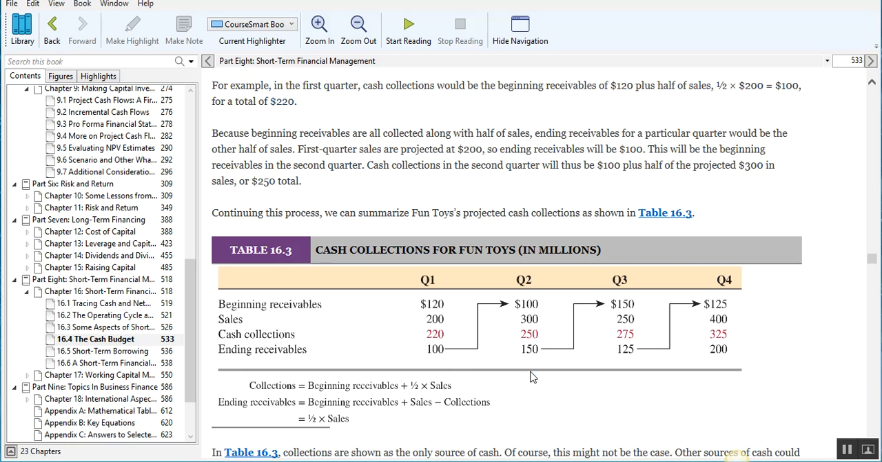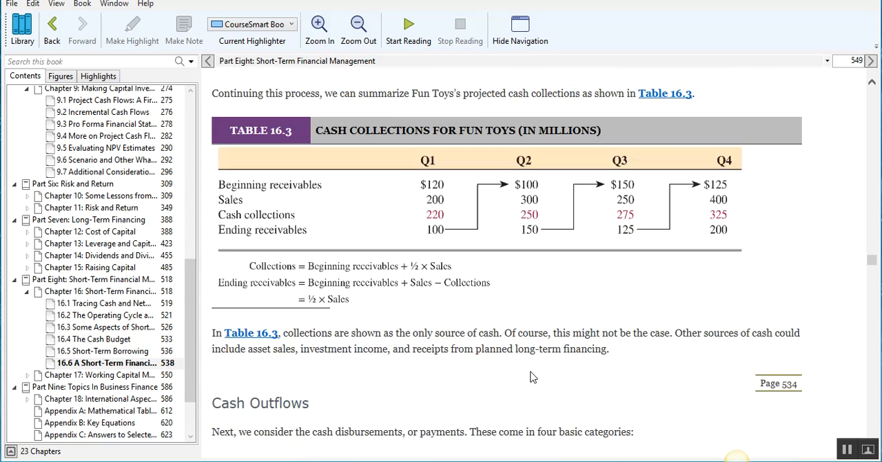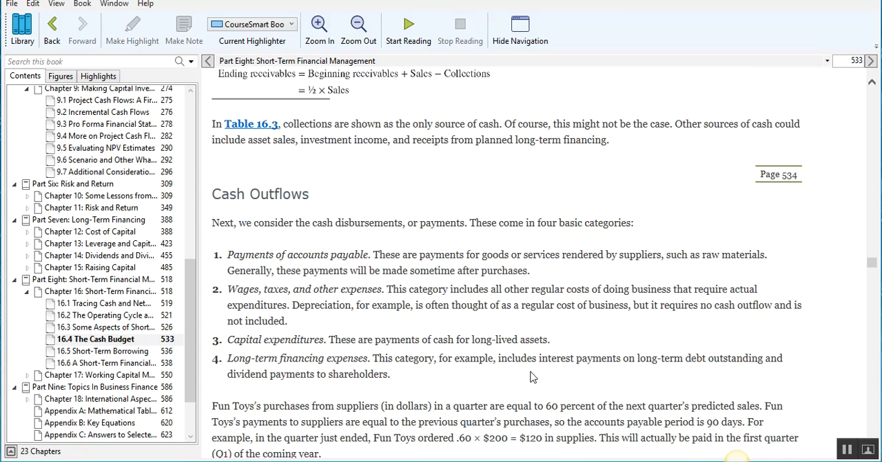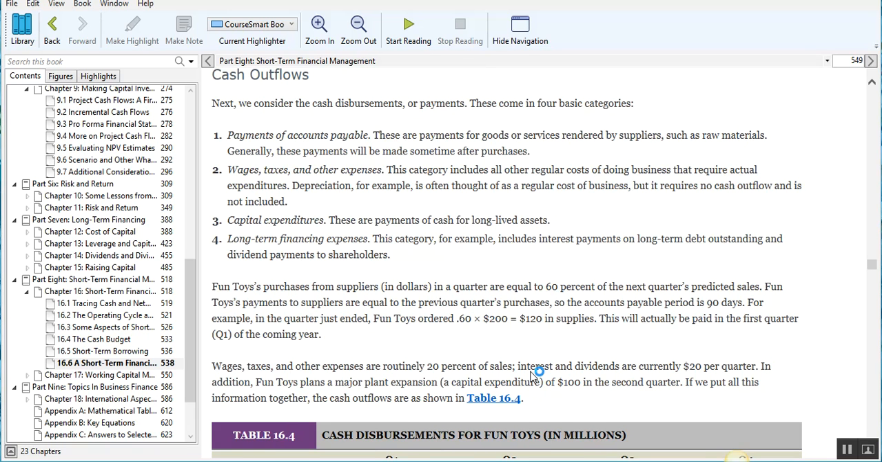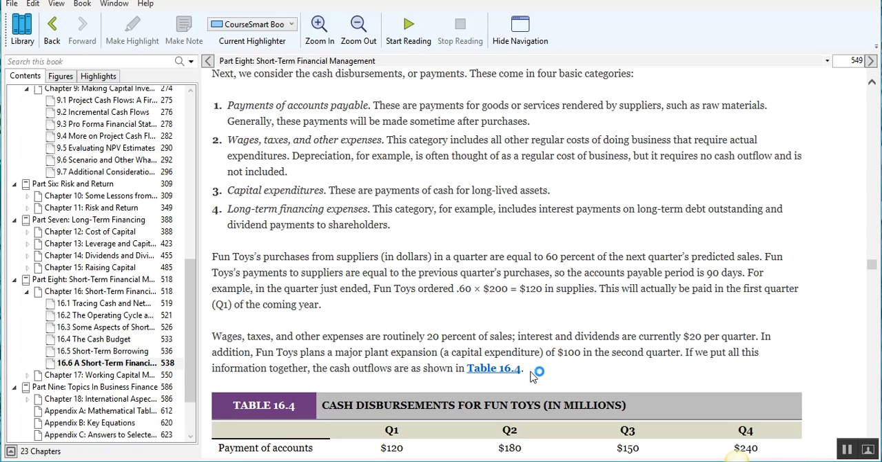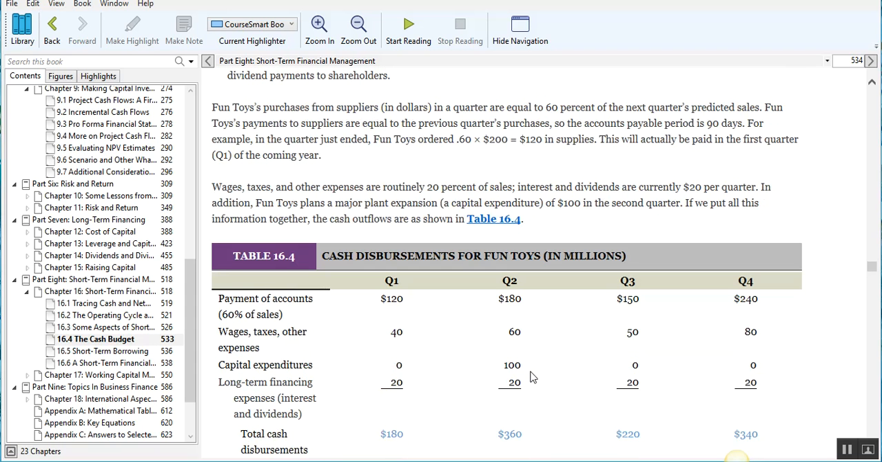So you're going to do that for every quarter. And what you're really looking at here are cash collections. You want to budget the cash collections. You want to figure out what you're going to have coming in cash. Then you have to look at the cash outflows. So how do I look at that? Well, if we're paying accounts payable, wages, taxes, and other expenses, anything else that we have.